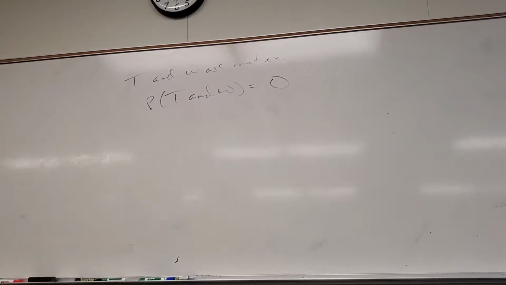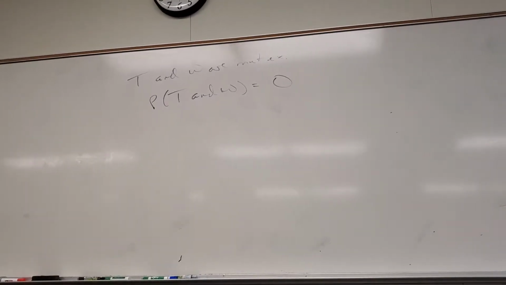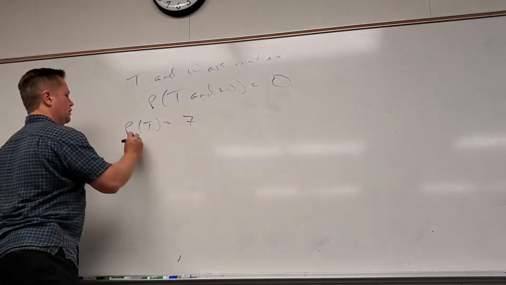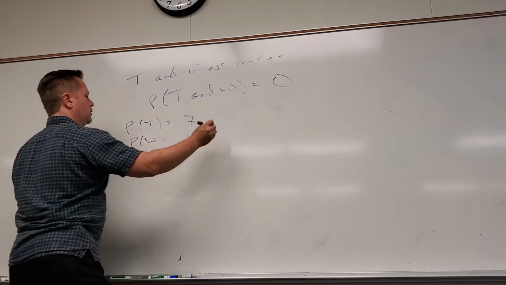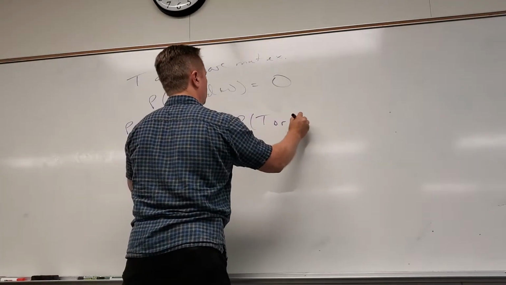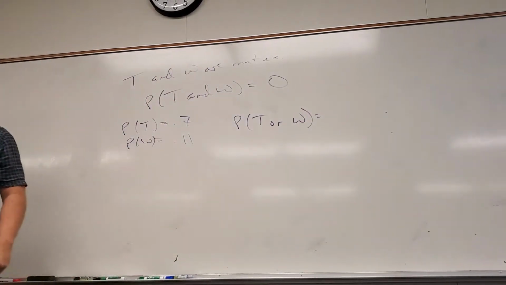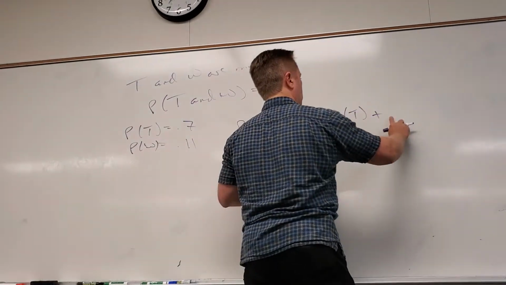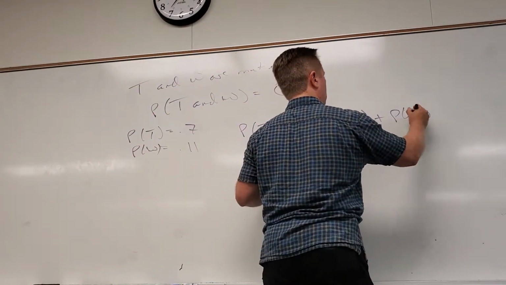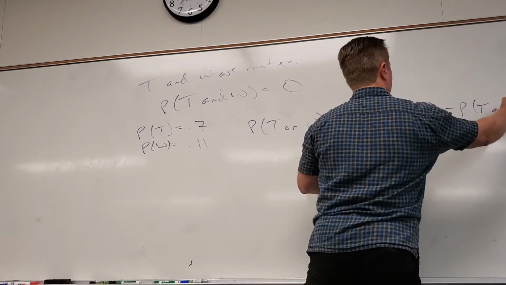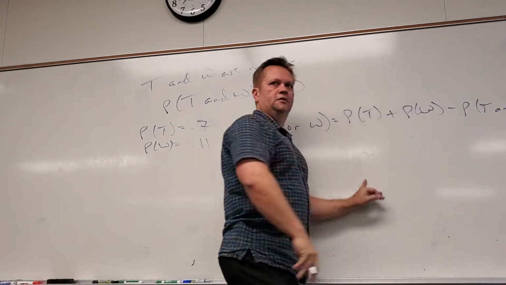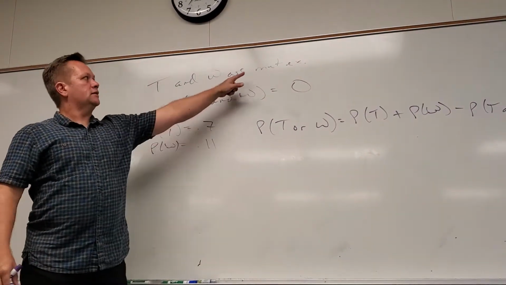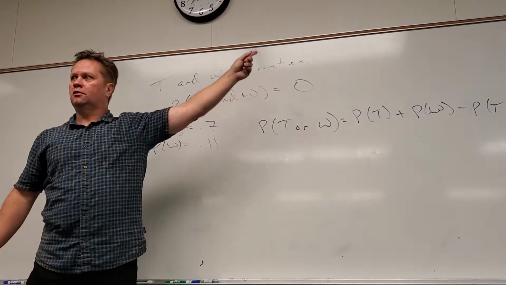There's a problem just like this in the homework that everybody's doing. Right? And then if I tell you the probability of T is 0.7 and the probability of W is 0.11, what's the probability of T or W? What's the formula for that? P of T plus P of W minus P of T and W. But what is this? 0. So that is the one time you could just add these together, because they are mutually exclusive.